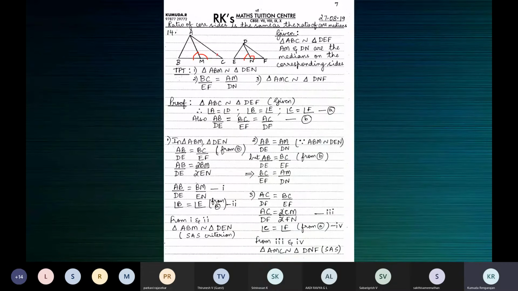And already angle C is equal to angle F. It's given to us. So by the AA similarity criterion, AMC is similar to DNF. Let me number the angles: angle 1 is equal to angle 2, and angle C is equal to angle F. So by the AA similarity criterion, the two triangles are similar to each other.